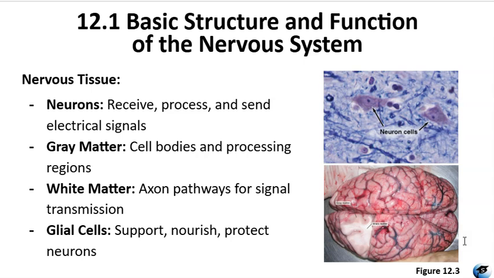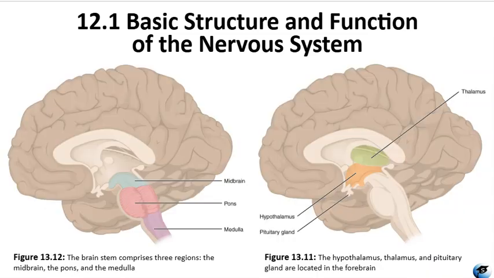The term glia comes from a Greek word meaning glue, referring to their structural role in holding neurons in place. Some glial cells help regulate the chemical environment between neurons and perform other functions that we will discuss shortly. The brain has three major regions: the hindbrain, midbrain, and forebrain.